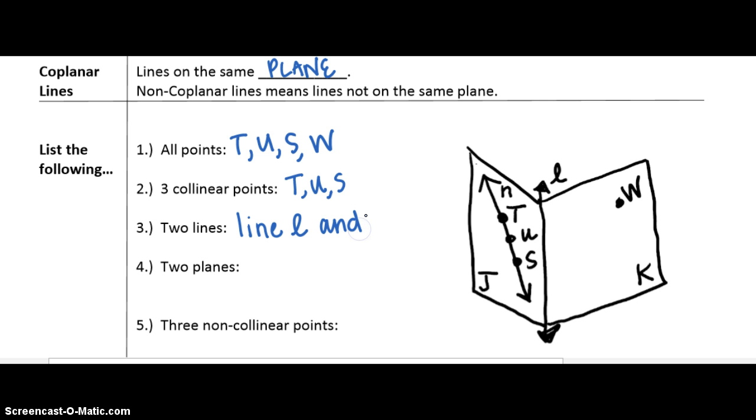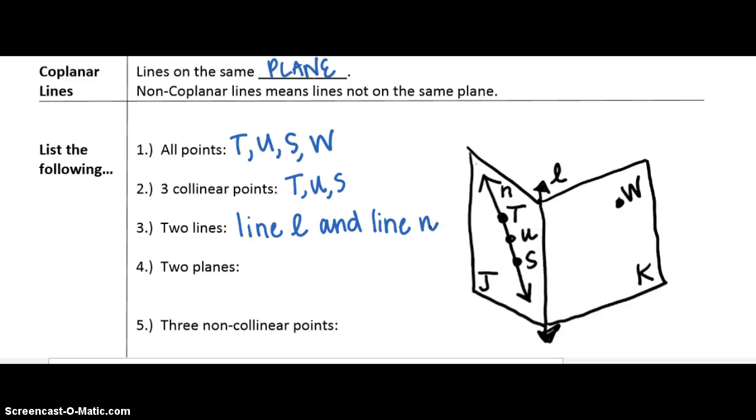Now we have a second line here, this one right here, and we could call it a lot of different names. We could call this line N. We could call it line TU. We can call it line US. We can call it line TS. There's a lot of options here. Since it has that little N on it though, and I'm kind of lazy, I'm just going to call it line N. Okay? But there are a lot of names for that and they would all be right.